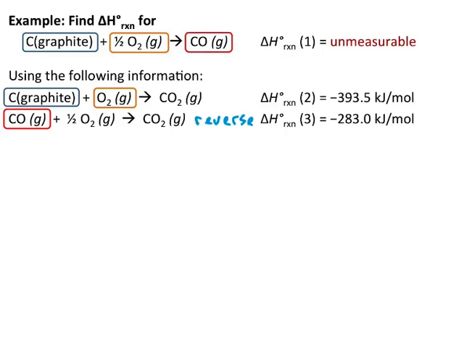When we do so, this carbon dioxide will be a reactant, this carbon dioxide will be a product, and then they'll cancel out, which is good because there's no carbon dioxide in our eventual goal equation.